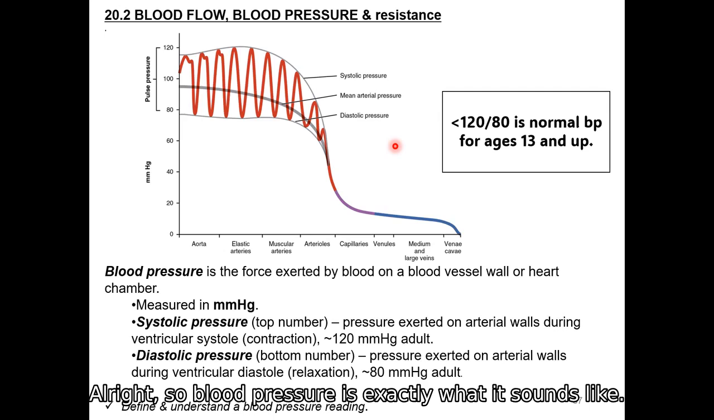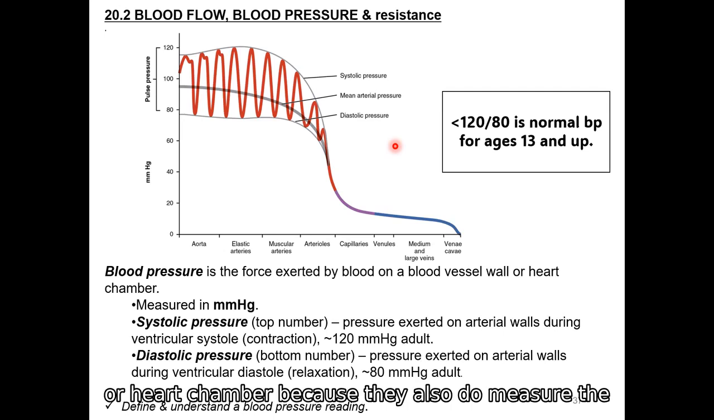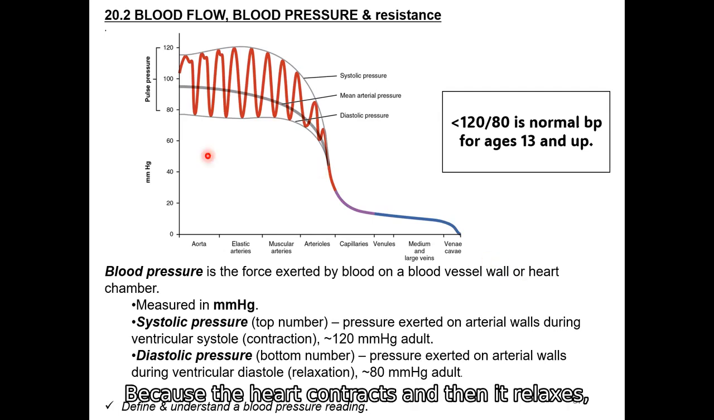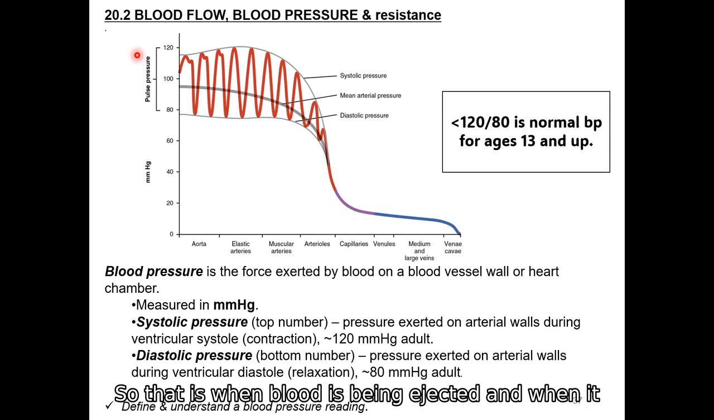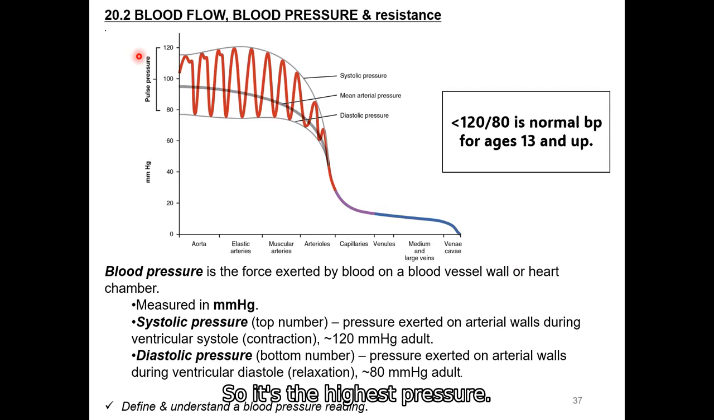So blood pressure is exactly what it sounds like. It is the force exerted by blood on a vessel wall or heart chamber, because they also do measure the ventricular pressures as well. Because the heart contracts and then it relaxes, there's two numbers to it. So remember, systole is contraction, and we're talking about the ventricles, so that is when blood is being ejected, and when it leaves the heart, it is slamming against the walls of the vessel, so it's the highest pressure.